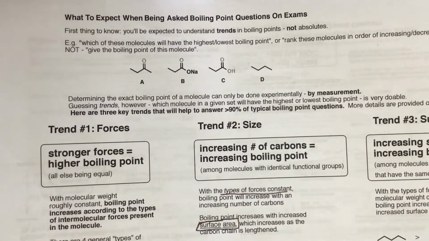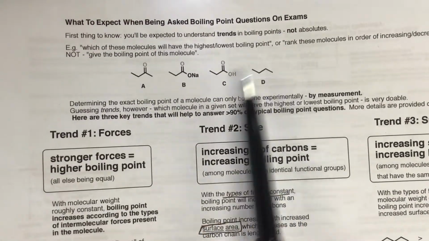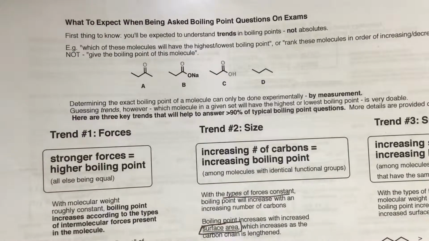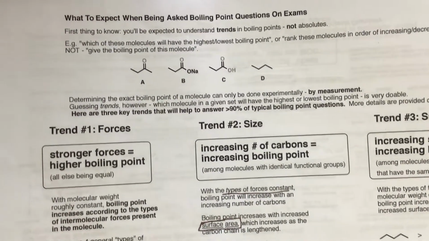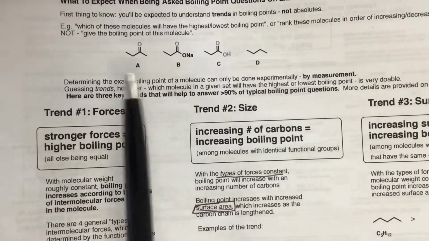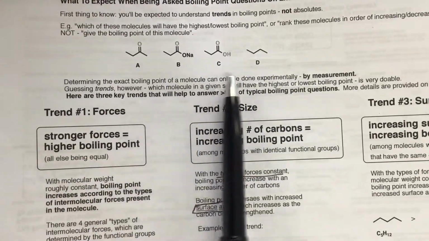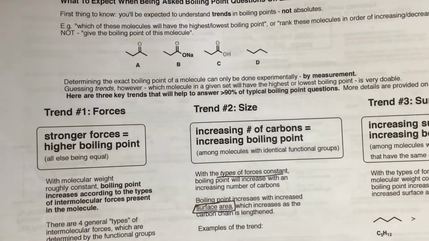Okay? So what you'd get is a question like this. You've got 4 different molecules, and you would have to order these from smallest boiling point to largest boiling point, and provide a reason for your ordering as well. Right here it says that determining the exact boiling point can only be done experimentally by measurement. So there's no mathematical formula we'll learn to do this.